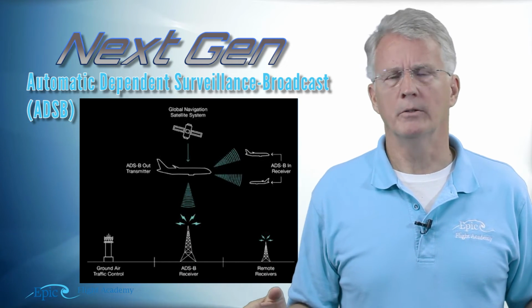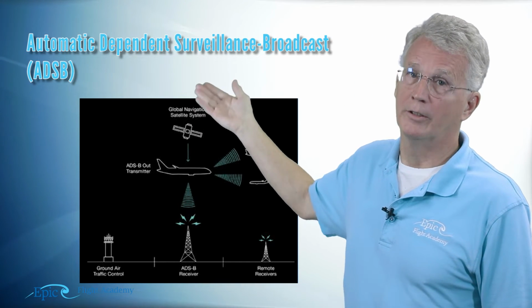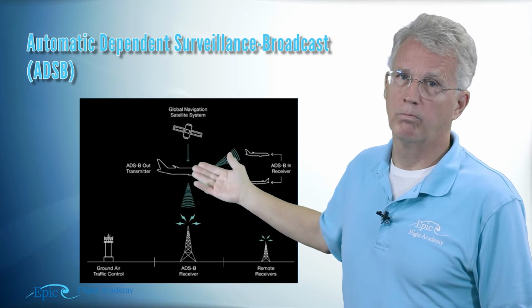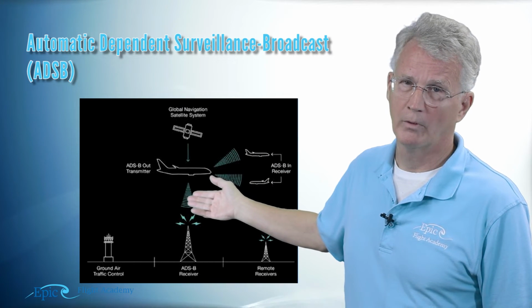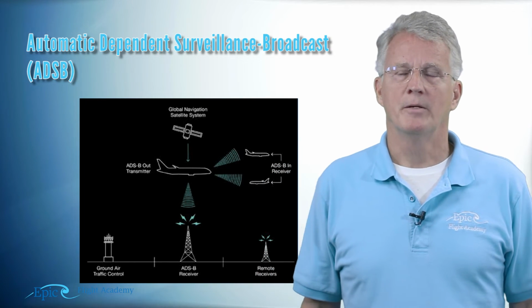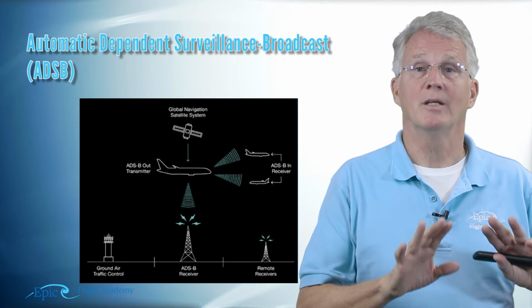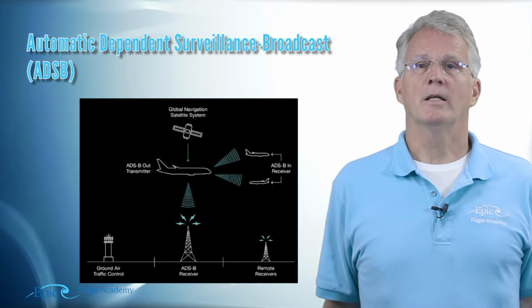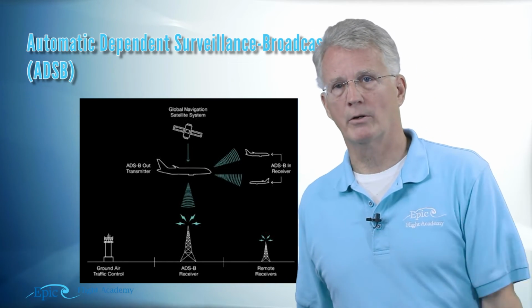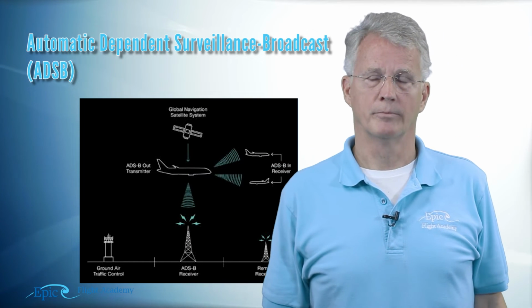What does it mean? ADS-B means automatic, dependent, surveillance, broadcast. Okay, why do we call it that? Automatic in that the pulse sent out from your ADS-B is automatic. It doesn't have to be sent by the pilot. It doesn't have to be interrogated by radar. It just automatically goes out.